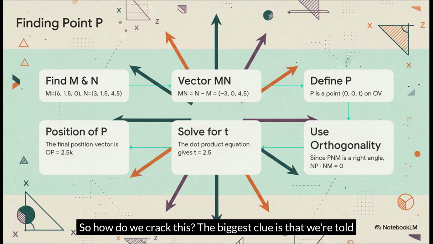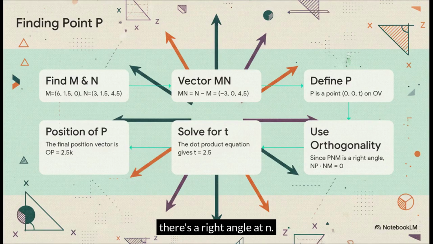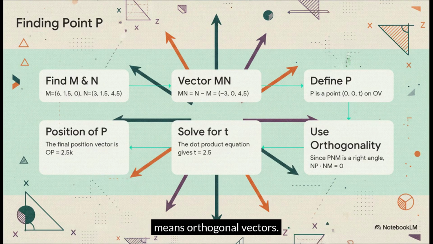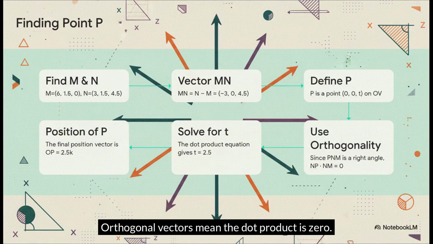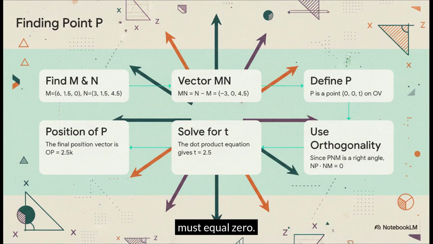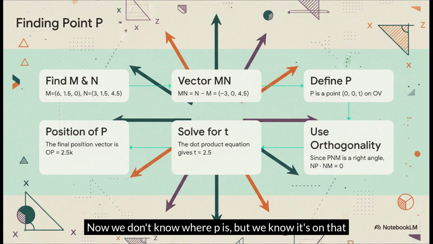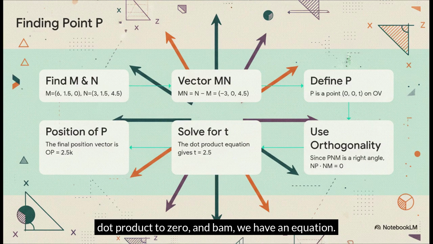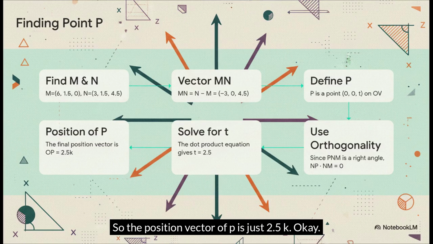The biggest clue is that we're told there's a right angle at N. That should make a light bulb go off in your head. Right angle means orthogonal vectors. Orthogonal vectors mean the dot product is 0. So we know that the vector NP dotted with the vector NM must equal 0. Now we don't know where P is, but we know it's on that vertical line, so its coordinates are just 0, 0, t. We're solving for t, so we create our vectors using t, set their dot product to 0, and bam, we have an equation. We solve for t, and it turns out to be 2.5. So the position vector of P is just 2.5k.